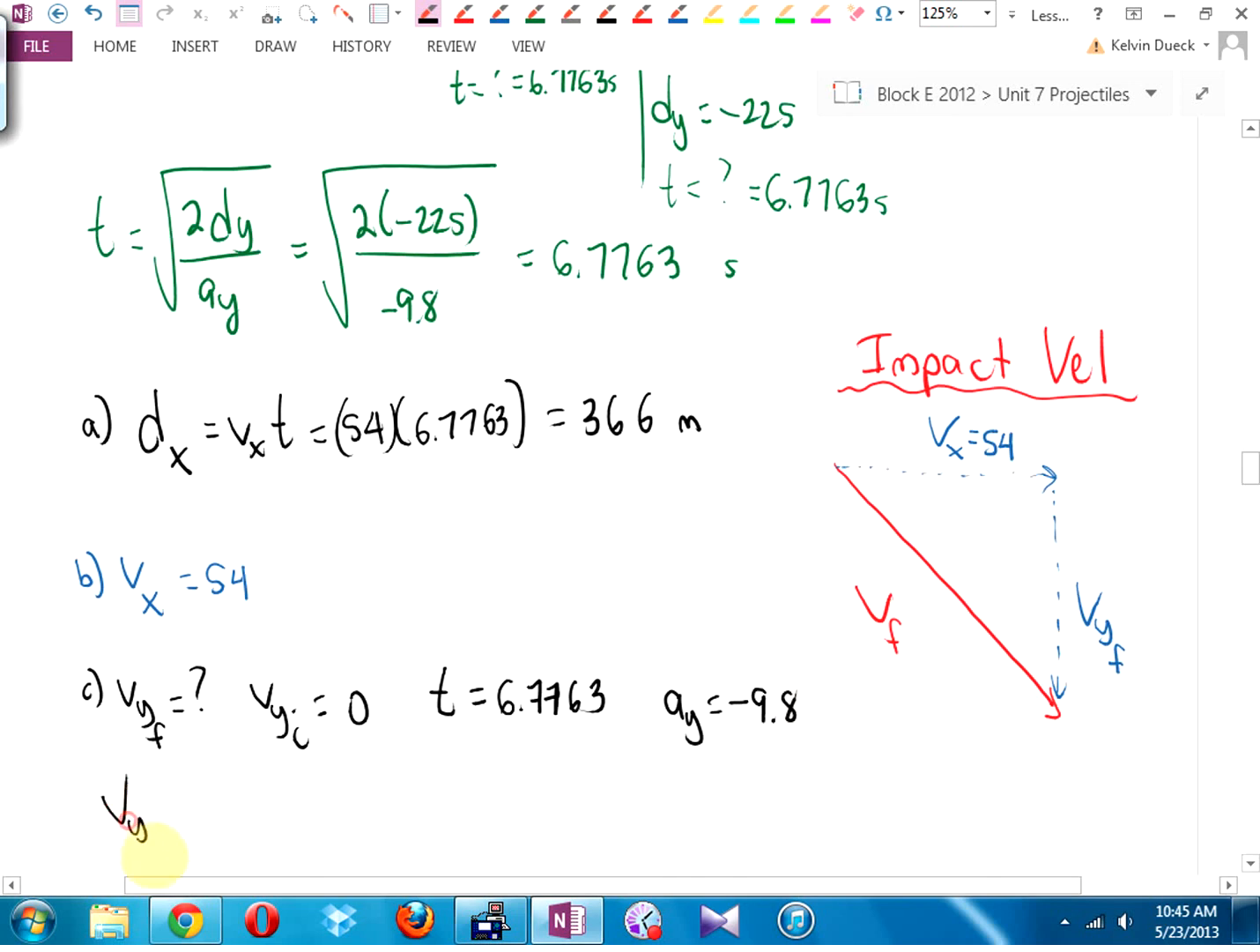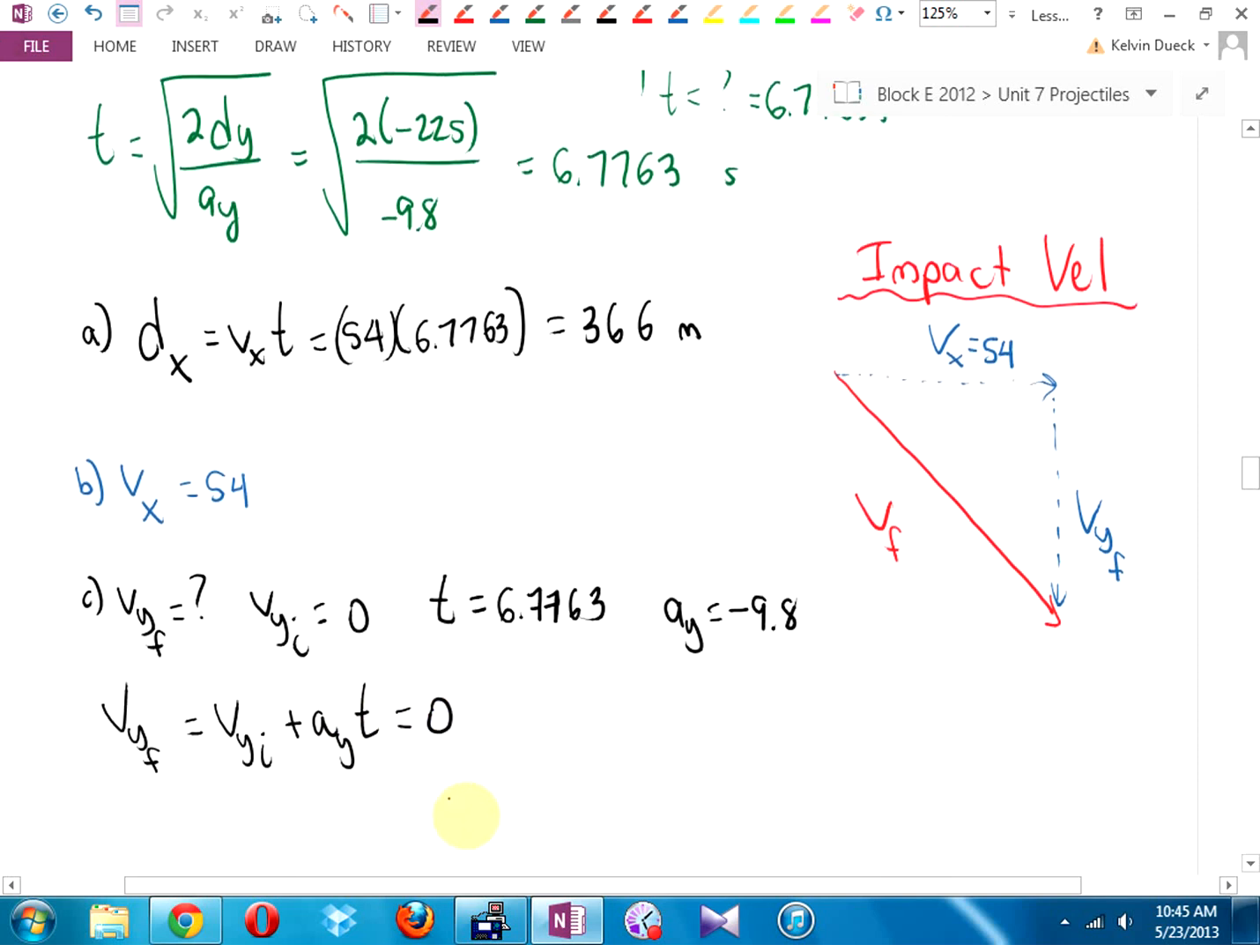So I'm going to add y's in there for everything, but you're right. It's initial plus AT. It's 0. I'll write the 0 in our notes. In your homework, you can certainly skip writing the 0, Jordan, but we'll put that in so we remember what the heck we did. Plus negative 9.8 times 6.7763.